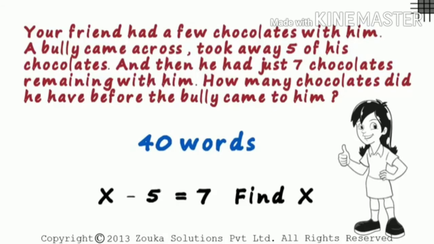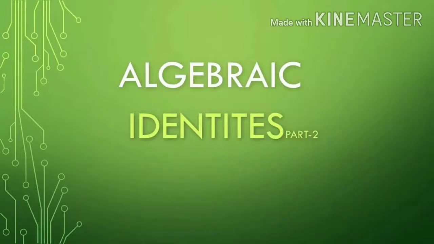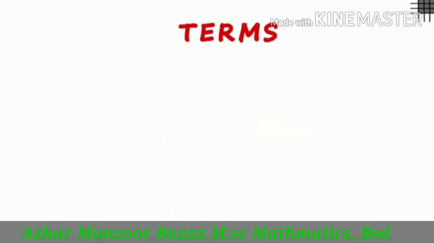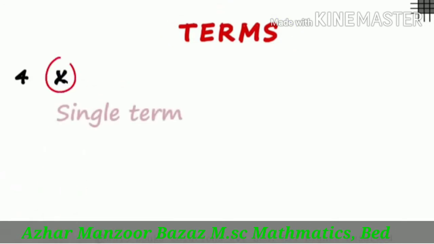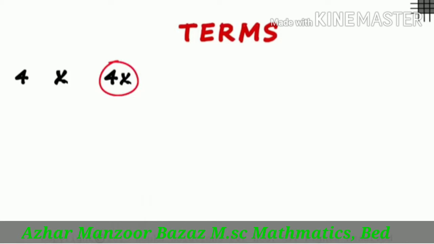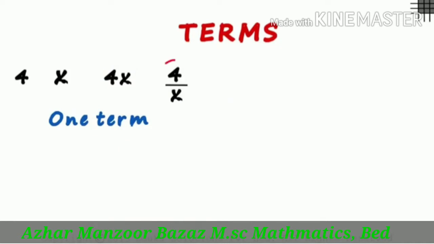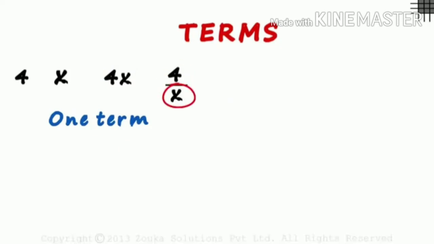After that, students, we have two things which we must know. The first is the terms, the second is the coefficients. In order to understand what is a term, there are 4 mathematical operations: addition, subtraction, multiplication and division. If we take two terms, 4 and x, and we take an operator, say multiplication, 4 multiplied by x, it is 4x. Remember, it is a single term. It means by multiplying the two numbers, it will always be a single term. And if we divide the two, it will also be a single term. Okay? 4 by x is also a single term.